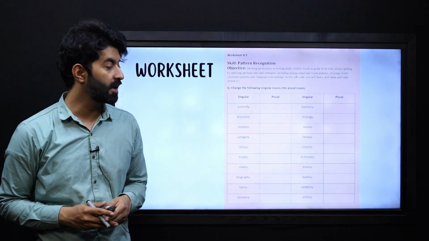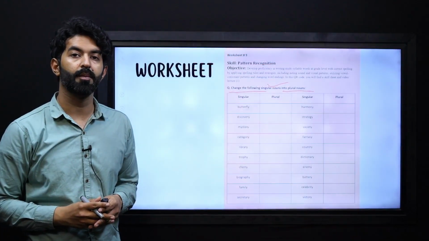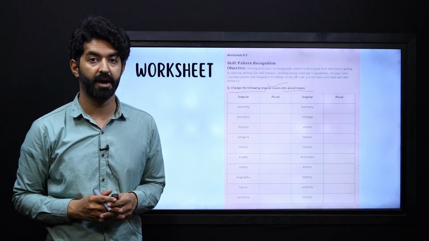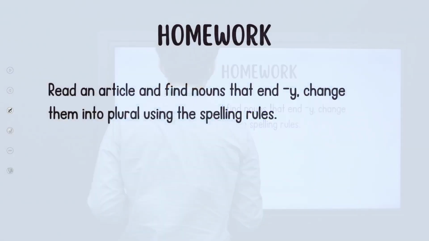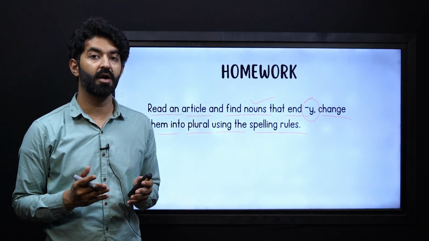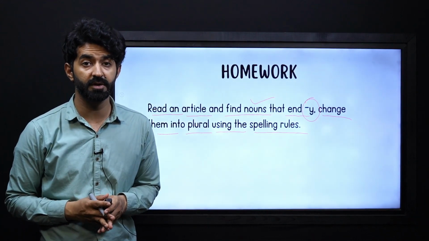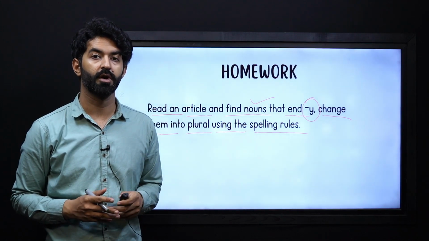Now for your worksheet, we have this question of changing the following singular nouns into plural nouns. I hope that after learning about the rules, you can easily put them into practice. My dear learners, for your homework, we have a question. Read an article and find nouns that end with Y. Change them into plural using the spelling rules. The spelling rules we have already covered. If it's a vowel before Y, we add S. If it's a consonant before Y, we add IES. So you can use them in your homework.